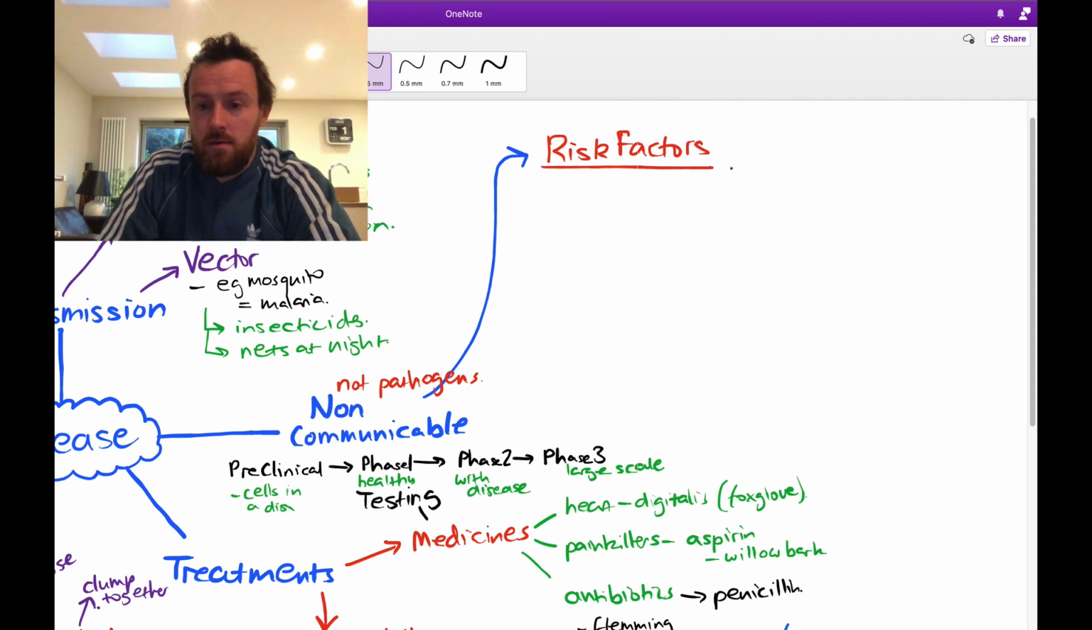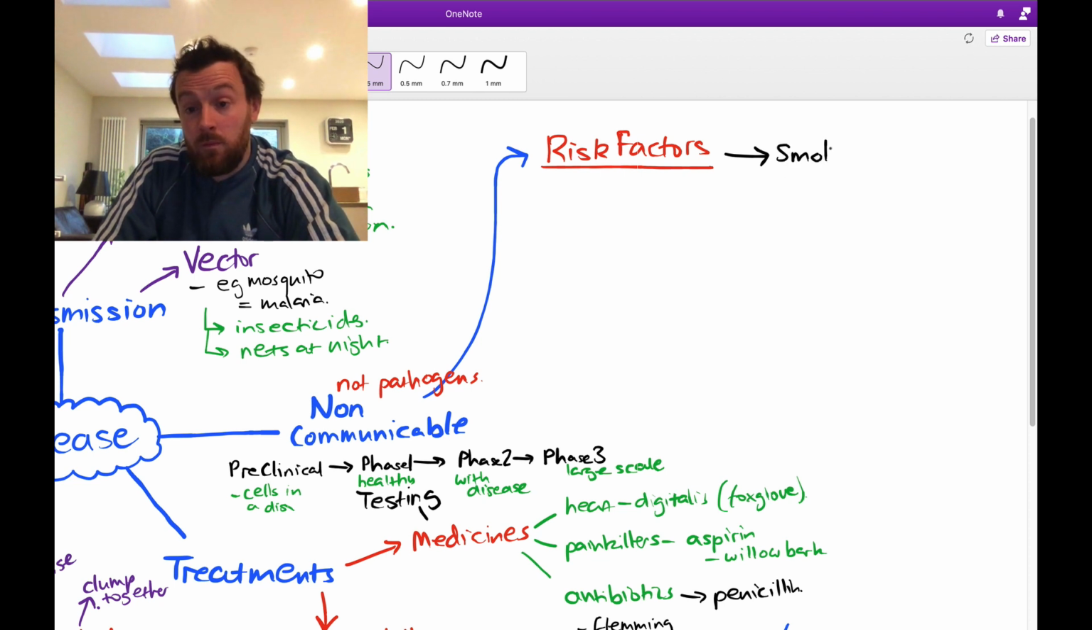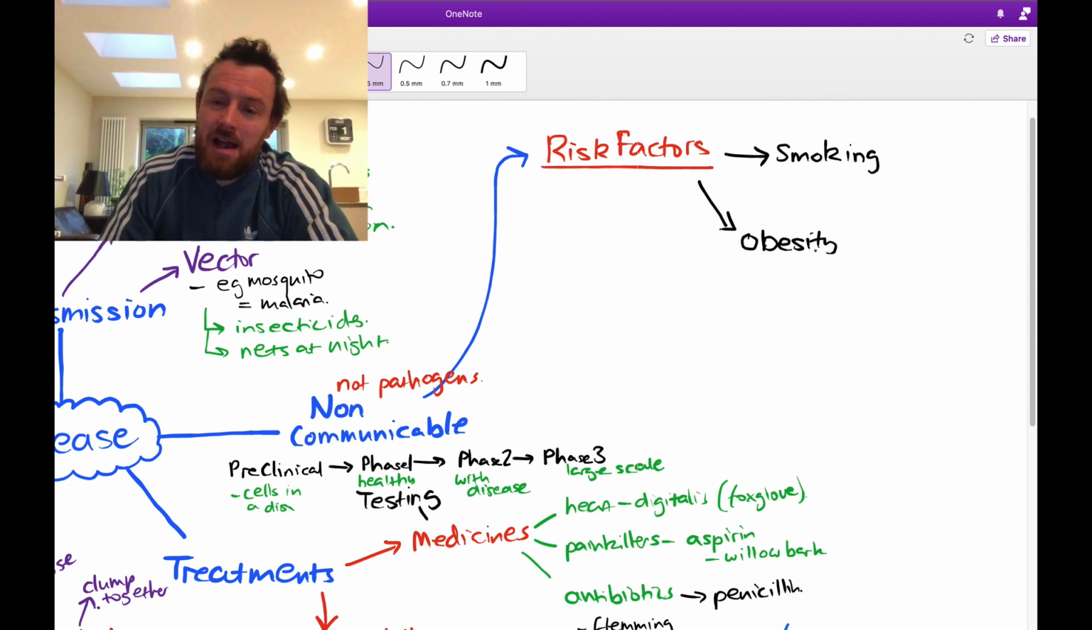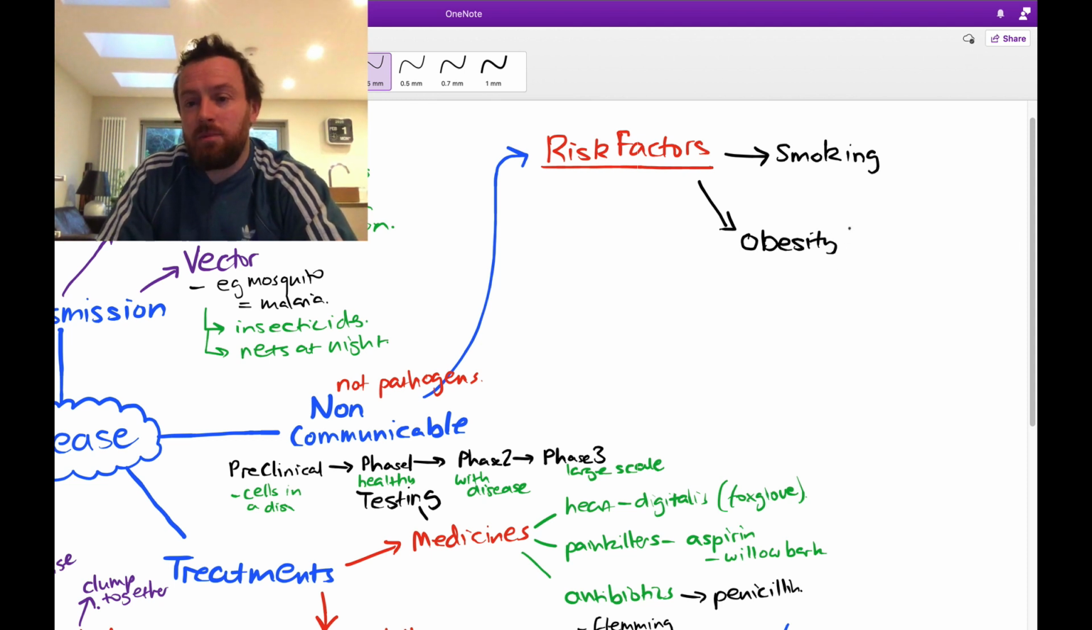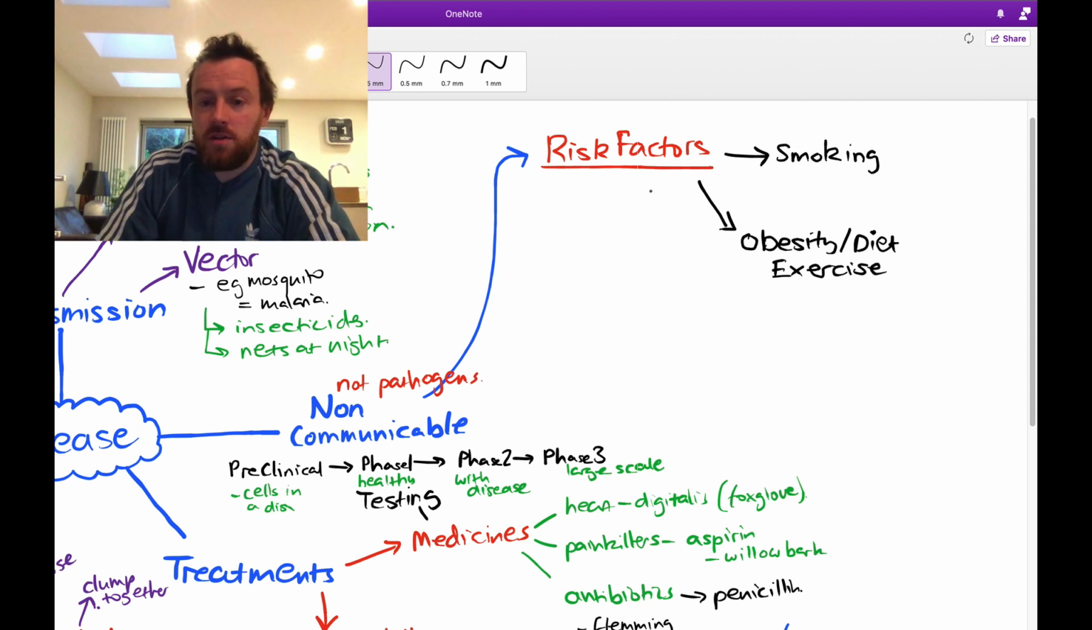let's do them like this. Okay, so we've got smoking, we've got obesity, tied into obesity, diet, and exercise. All of those things are interlinked. And we've got ionizing radiation.